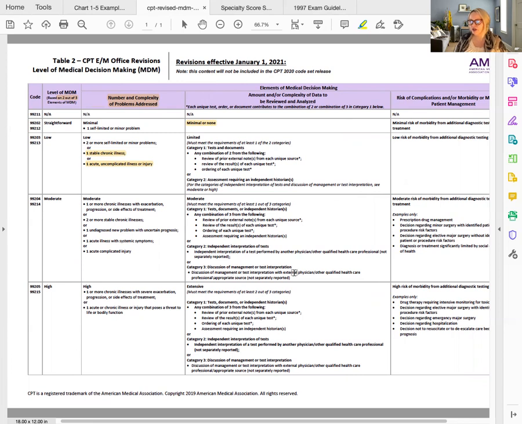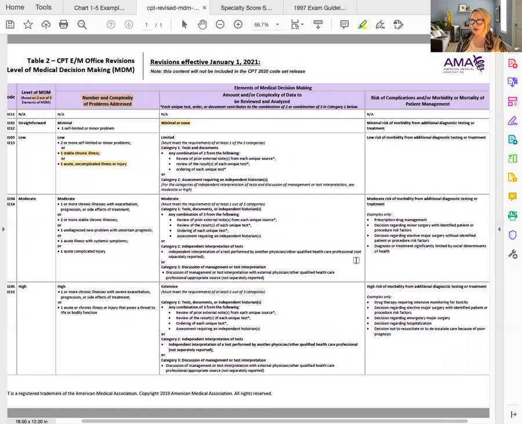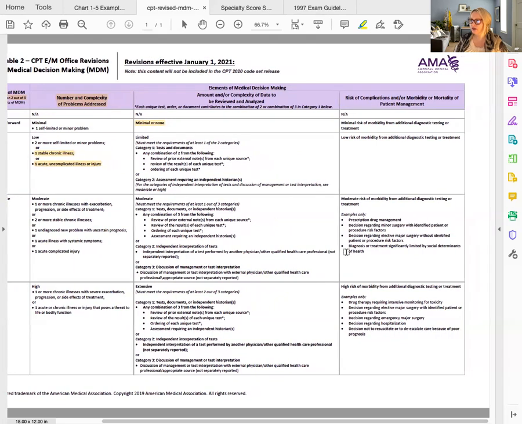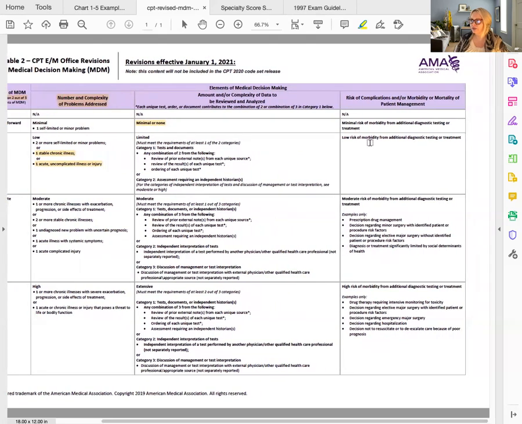And discussion of management or test interpretation would be if they had called the actual pathologist with the labs, which is very unlikely with normal labs. That would be more for specimens. Or if they had called the radiologist to go over findings on an x-ray. Again, there's nothing documented that this happened. And categories 1, 2, and 3 for a high level of data are those same things, just requiring more of them. So I feel confident selecting minimal or none here and going on to my third area.